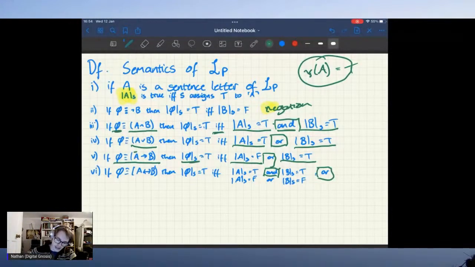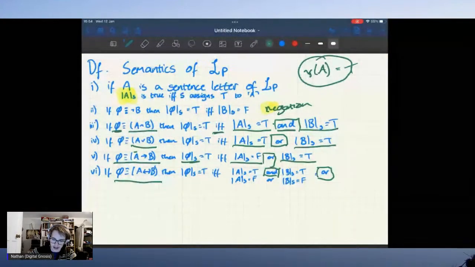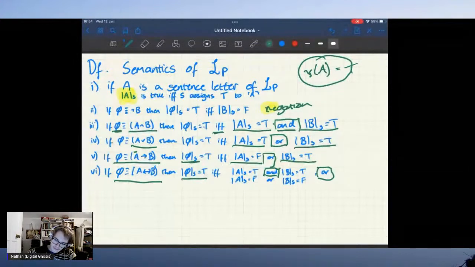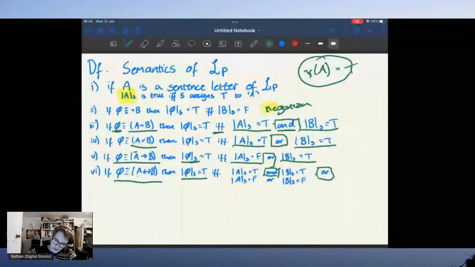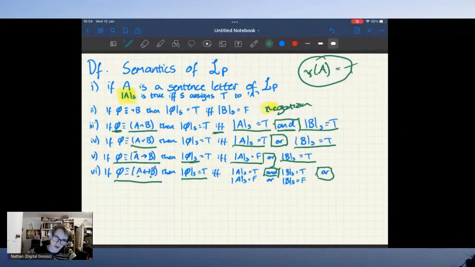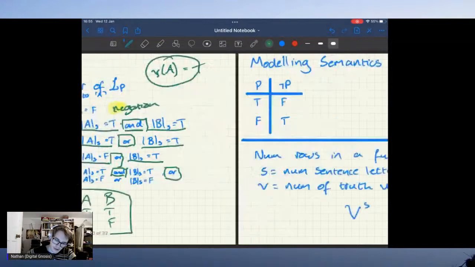And then finally, the biconditional: phi is A if and only if B. Then phi is true if and only if, firstly, the first part is true and the second part is true, or the first part is false and the second part is false. So you can see what's being got at there is that basically A and B have to have the same truth values. They have to both be true or they have to both be false. And we'll see that more clearly when we come to the truth tables in a moment.